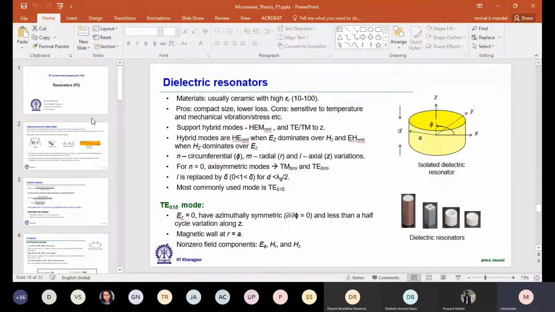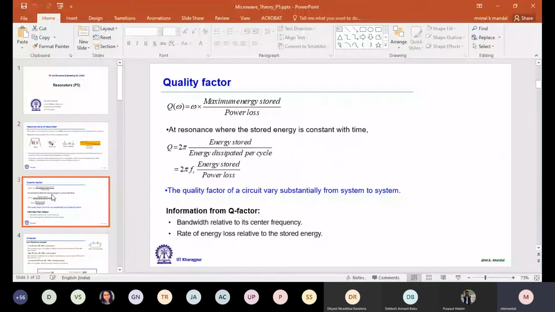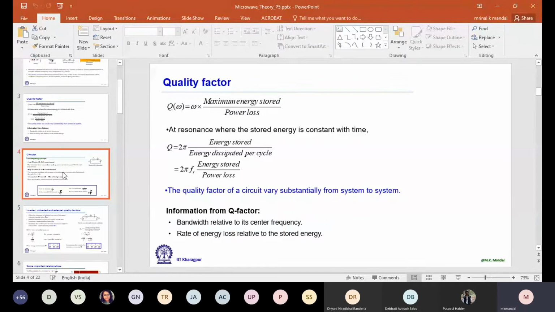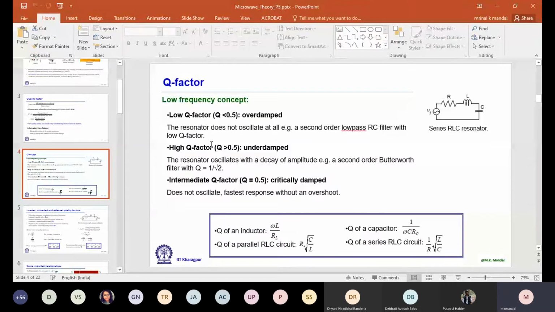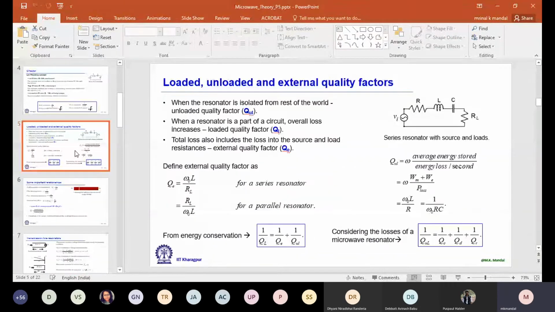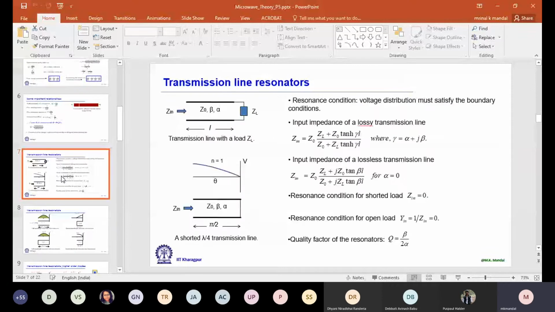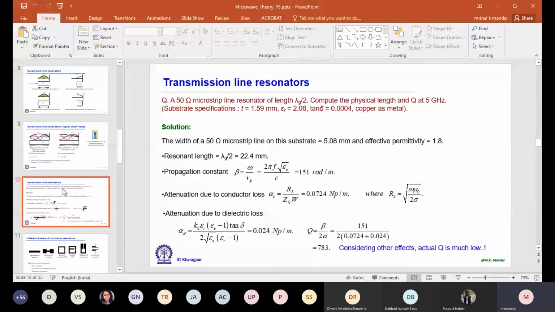So last day we started resonators and we discussed some of the basic properties of a resonator, and for that we introduced different types of quality factors, and we discussed what they mean and how to determine them for a given resonator system. We also discussed the transmission line resonator, and from here we found how to find the voltage and current distribution, and from that how we can find the resonant condition.